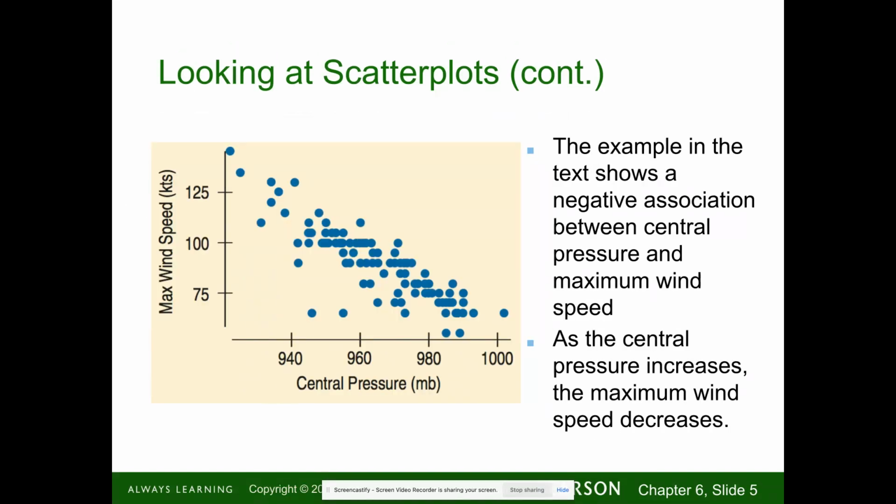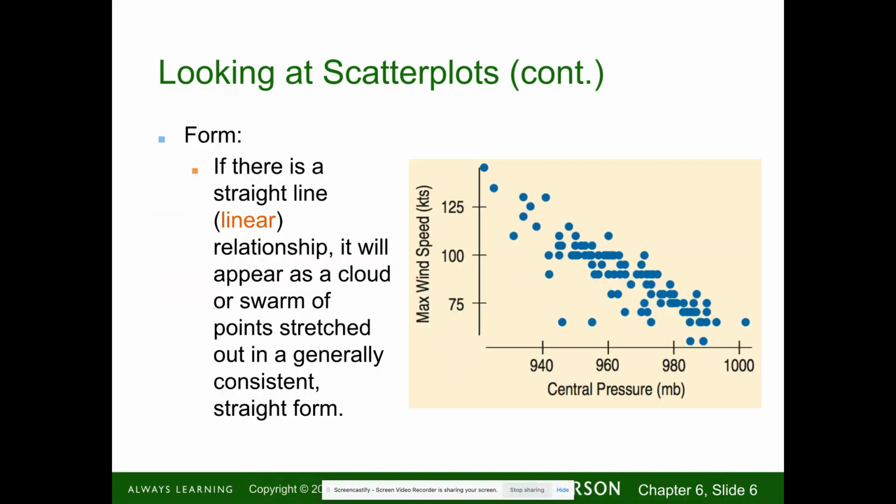So here's another example of a negative association. It kind of looks like a line, but maybe not, okay? And if there is a straight line, where would you put that straight line? Because that's what we're going to try to do. In the real world, we look at data and we make models or write equations that help us make predictions.